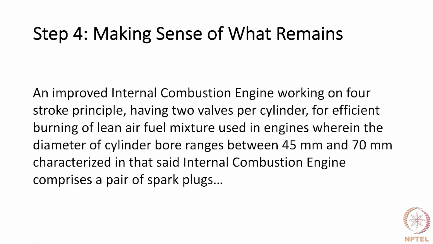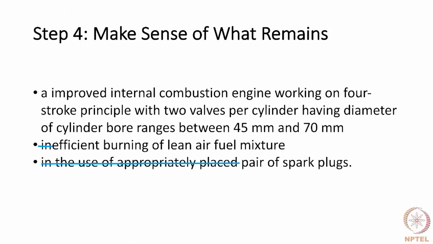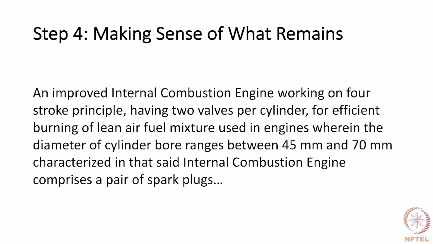So, making sense of what remains. We are still in step 4, so just combining from what you saw in the earlier step, now we have struck off certain things with a blue line. What remains looks like this: an improved internal combustion engine working on 4-stroke principle, having, now we have included certain words, having 2 valves per cylinder for efficient burning. We have added that word, for efficient burning of a lean air fuel mixture used in engines wherein the diameter of the cylinder bore ranges between 45 mm and 70 mm.